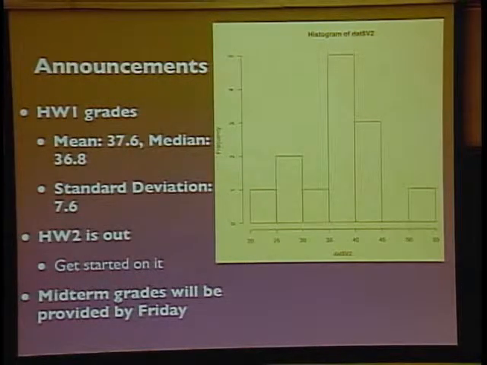Okay, so here's your administrative announcements for the day. We finished grading homework 1. And the average was about 37 out of 55. And the median is very similar. Standard deviation is about 7. So hopefully you know the deal by now that if you are within about a standard deviation of the mean, you're probably doing all right. Basically in either direction. If you're below that, then you should probably be concerned and try to do better.